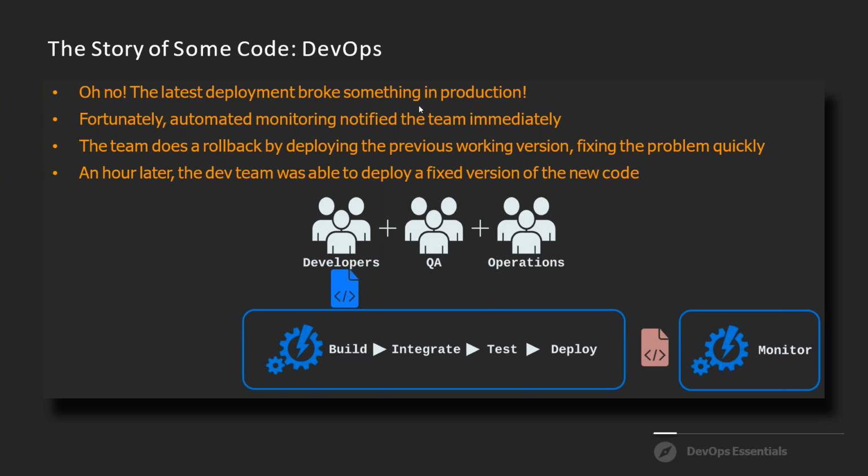Say the latest deployment broke something in production. Let's take a scenario where you did this deployment and something went wrong. You don't have to worry because you already have the previous latest stable version. You just revert back the code. Once you revert back the code, the whole good configuration state would be up and running without any downtime, without taking much time. Fortunately, automated monitoring notified the team immediately, and the team did a rollback by deploying the previous working version, fixing the problem quickly. An hour later, the dev team was able to deploy a fixed version of the new code. So monitoring also plays a very major role here.